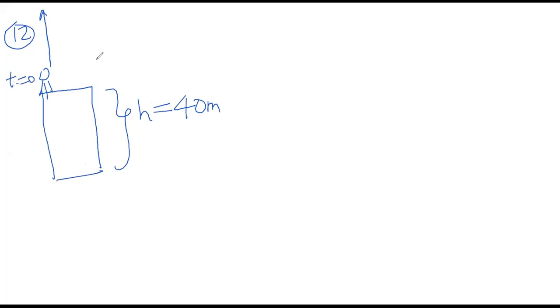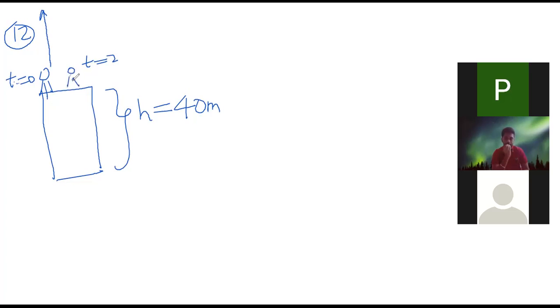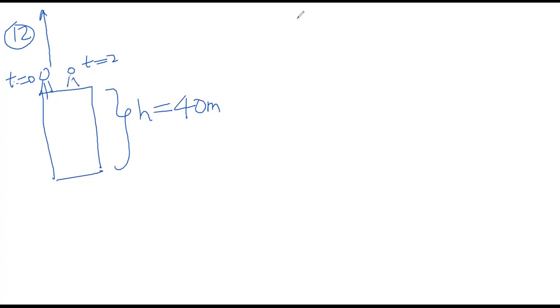And now at t equal to 2 seconds, means after 2 seconds, he is throwing another ball upwards, obviously with the same velocity. Both the balls have the same initial velocity upwards, which is equal to 10 meters per second. And g, the acceleration due to gravity, is anyway minus 10 meters per second square.